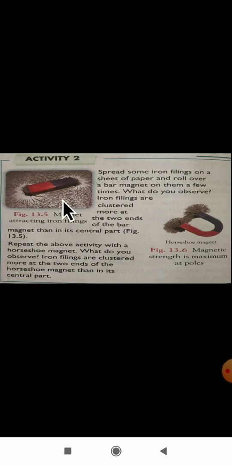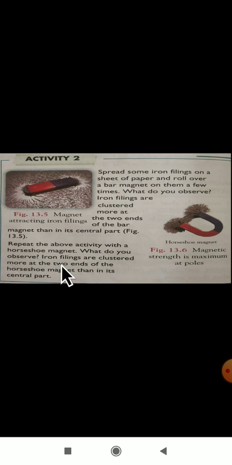Take this bar magnet first. The iron filings will be attracted at the two ends here. This is one end, this is the other end. The iron filings will be attracted at these two ends, not in the middle part. In the same way, repeat this activity with the horseshoe magnet also. Repeat the above activity with the horseshoe magnet.